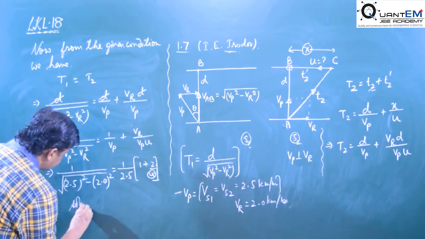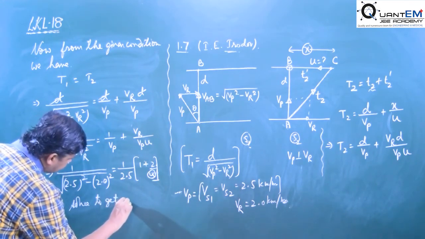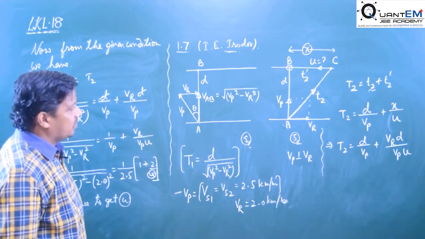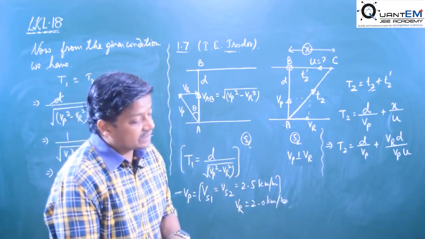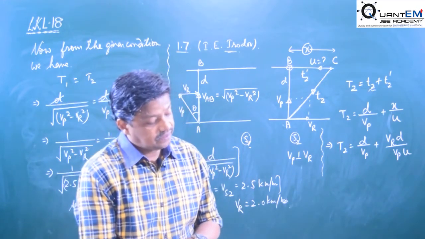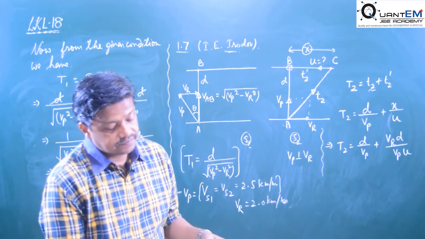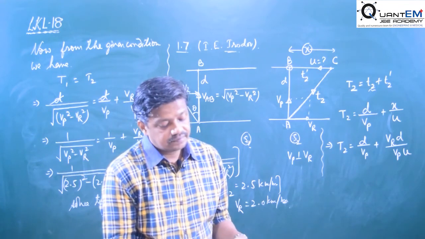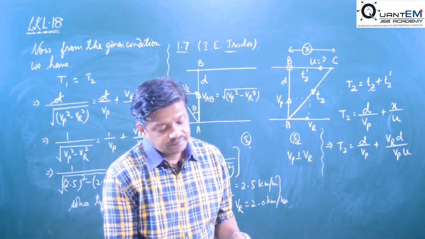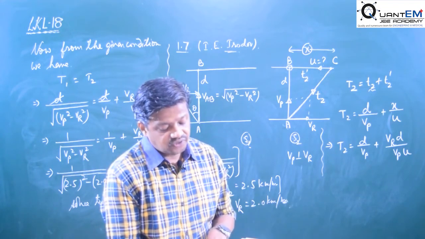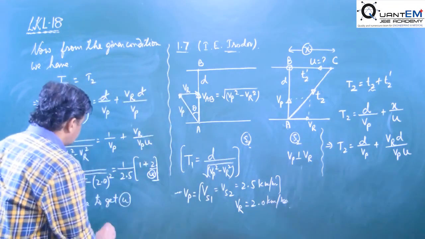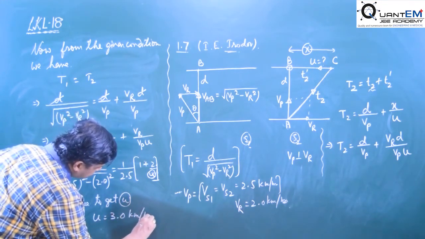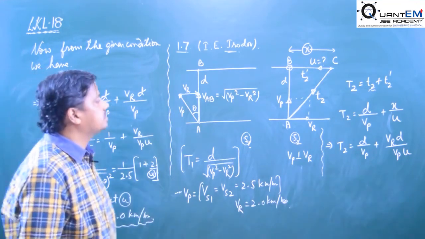So solving, we may get the value of u. In this way we will get the value of the velocity of the swimmer. This is question number 1.7. The answer for this question is 3 km per hour. So we get the result. That is the answer.